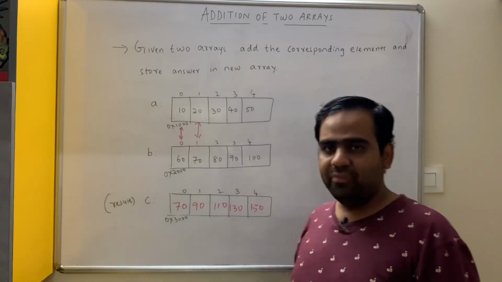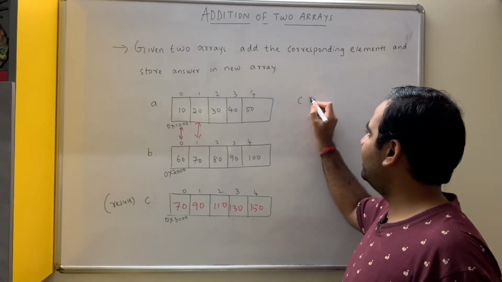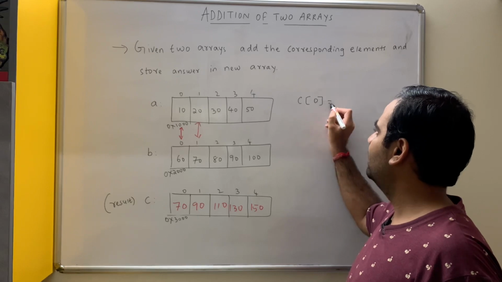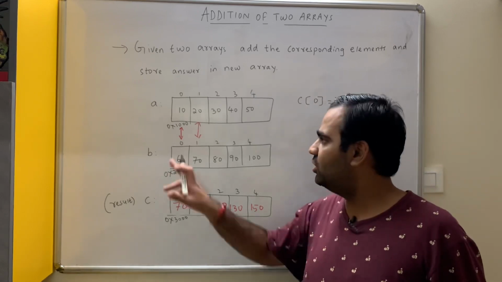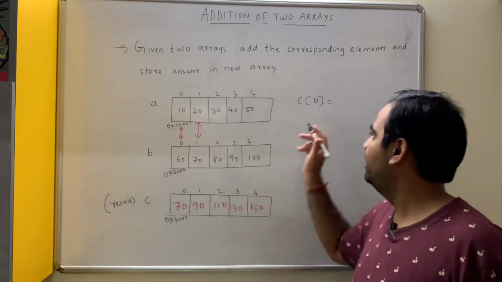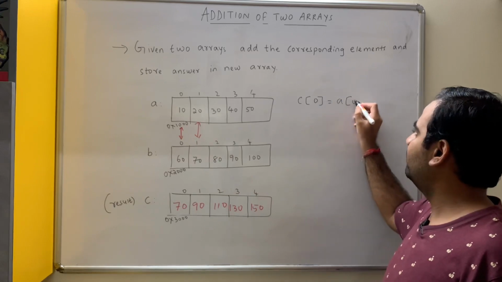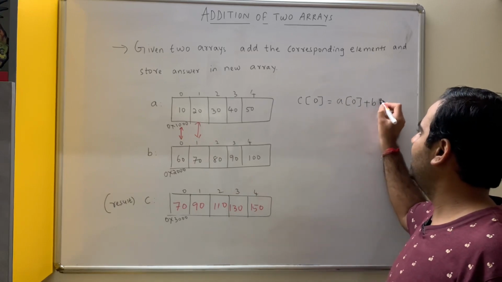Now we can observe one thing over here. What do we write at C of 0? C is the resultant. What do we write at C of 0? It is A of 0 plus B of 0.